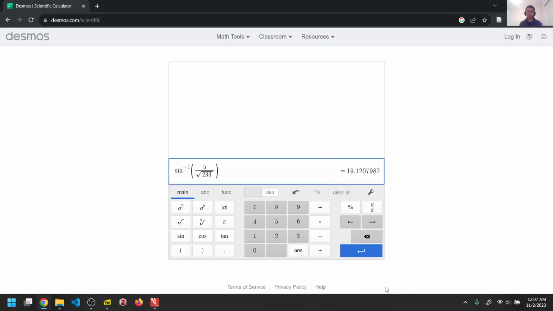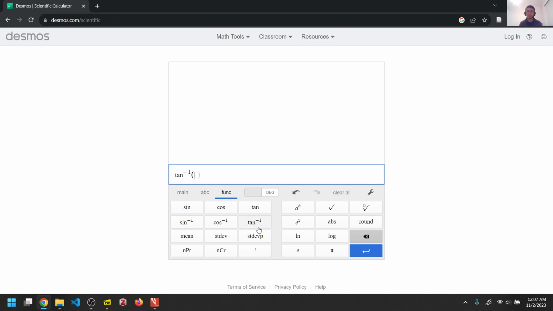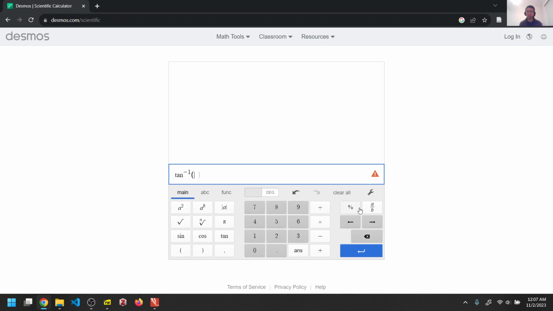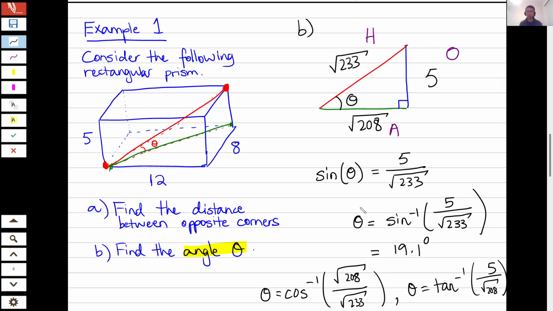And just to convince you, I'll just do the tan one. So inverse tan of 5 over the square root of 208, and you can see I get the same angle. And the reason why we get the same angle is because I kept the exact values 208 and 233.